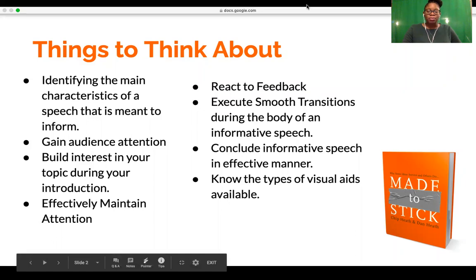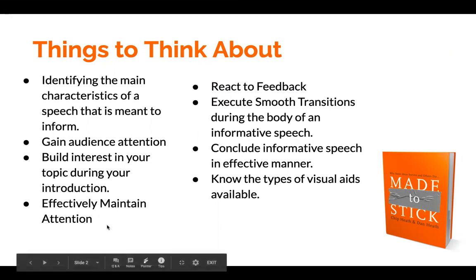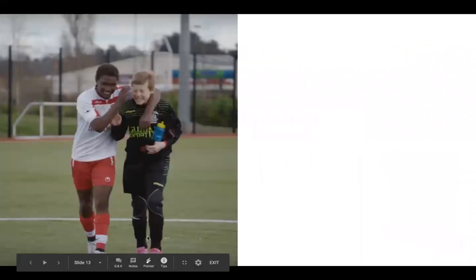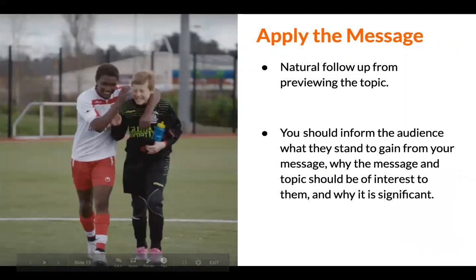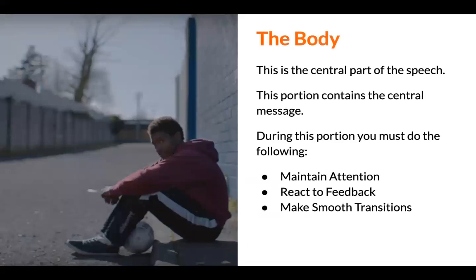All right, so picking up where we left off, we already went through the entire introduction of a speech. Remember, we talked about the three main parts of a speech: the introduction, the body, and the conclusion. Now, jumping into the next slide, the body, which is the bulk. That is the central part of the speech. It contains most of the information.